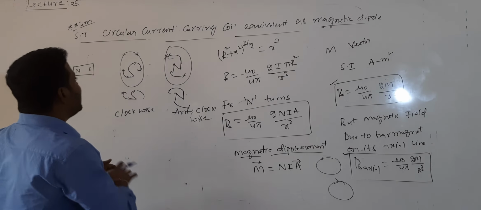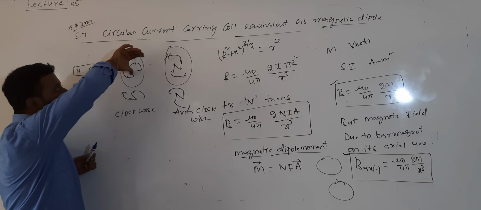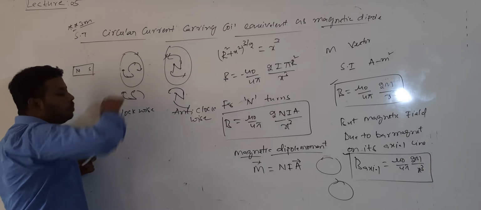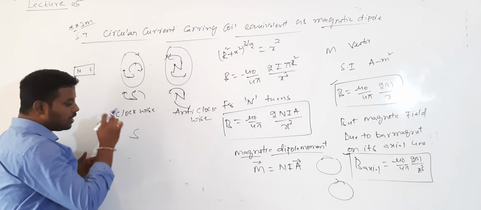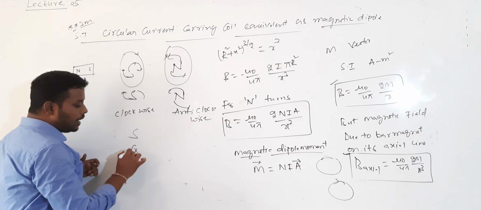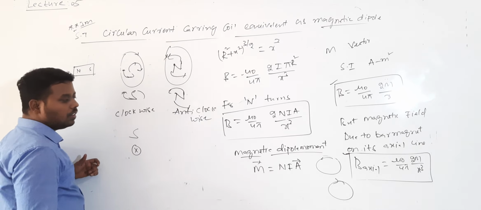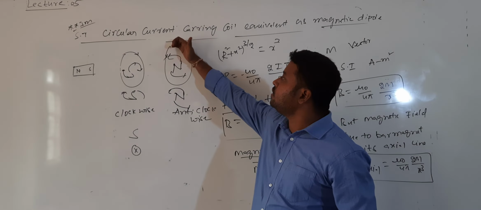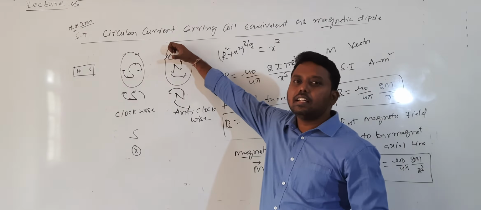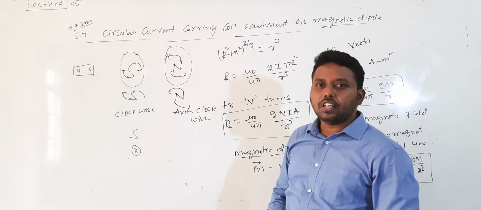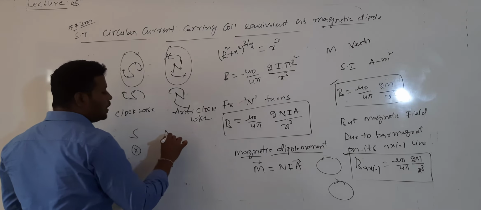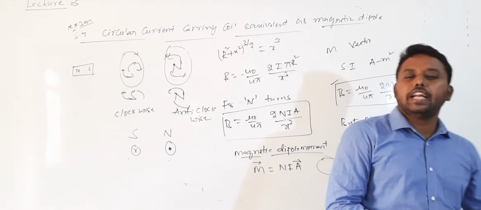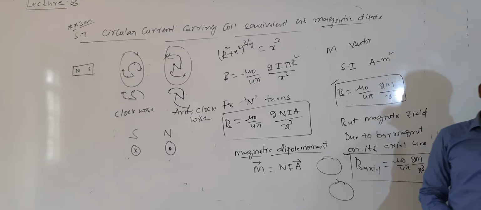So here, if the current is passing in the anti-clockwise direction, when you fold your palm indicating the direction of the current, then the thumb will indicate the direction of the magnetic field. Whenever there is a south pole, the magnetic field will be perpendicular to the plane, passing into the plane. Whenever there is a north pole, the current is anti-clockwise. Fold your palm in the direction of the current, then the thumb will indicate the direction of the magnetic field. So due to a north pole, the magnetic field will always be perpendicular to the plane, passing out of the plane.